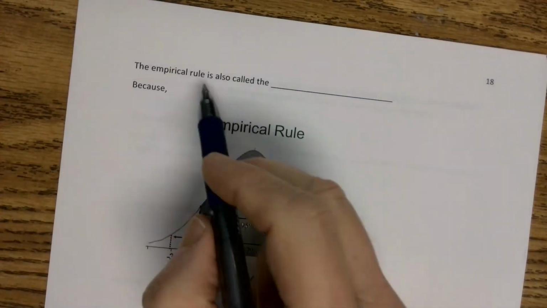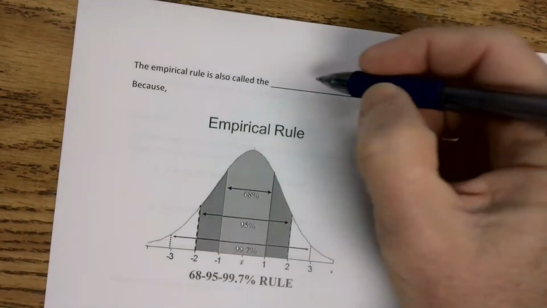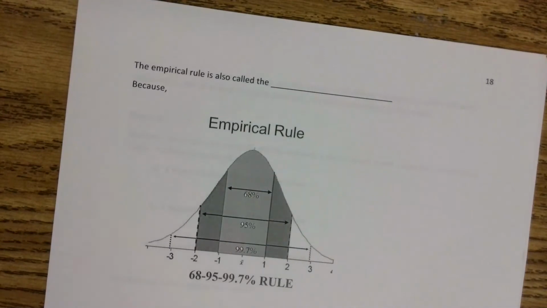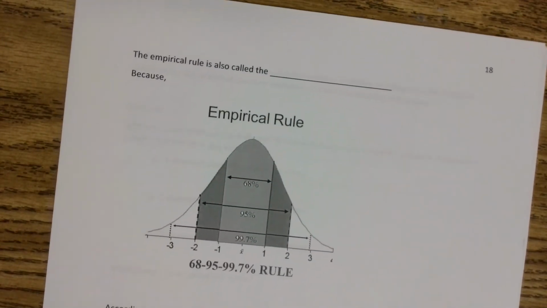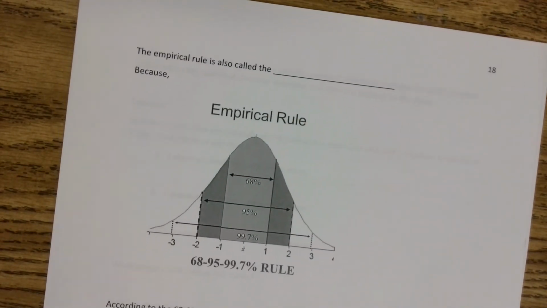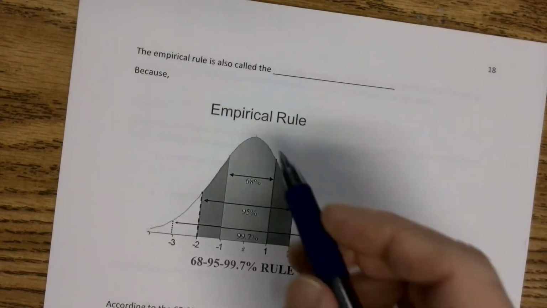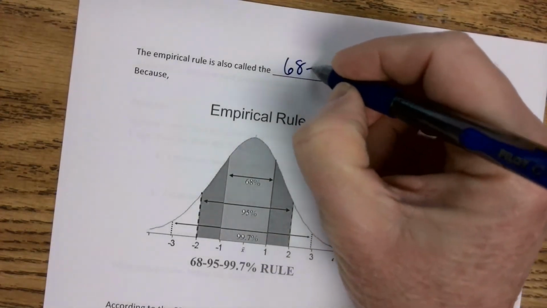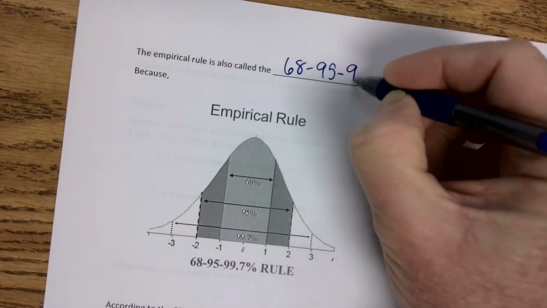This empirical rule, this is what we're going to talk about, and this takes a while. Once you get it, it's easy. Until you get it, though, it's a little weird. Okay, it's also called the 68, 95, 99.7 rule.